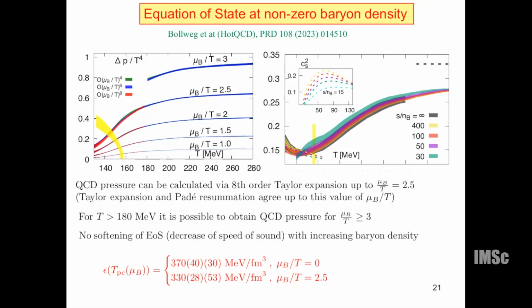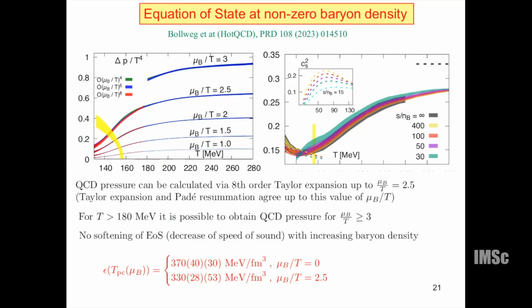We also look at the speed of sound at different baryon densities. We parameterize the baryon density as the ratio of the entropy density to the baryon density, meaning that the smaller this ratio, the larger the baryon density, because entropy is always something, right? It's everything.